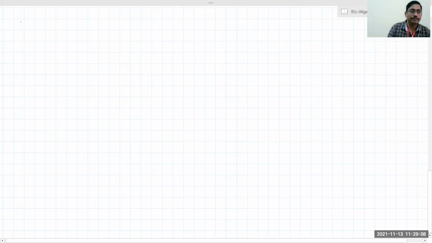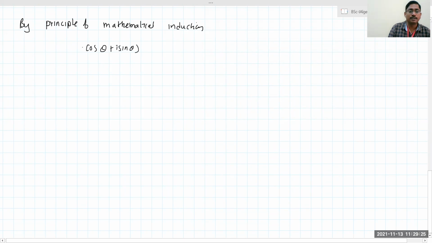So by the principle of mathematical induction, cos of theta plus i sin theta raised to n is nothing but cos of n theta plus i sin n theta, where n belongs to the natural numbers. That we have verified for positive integers. So in the second case, we are proving the first result.